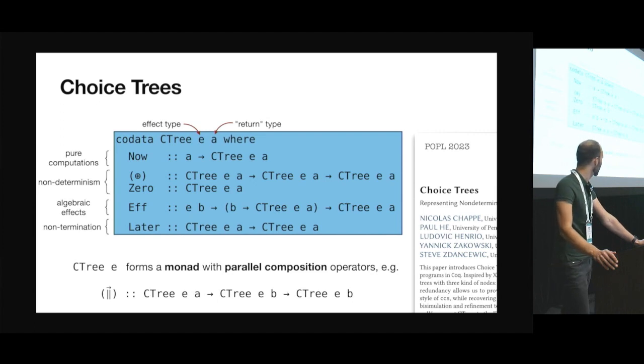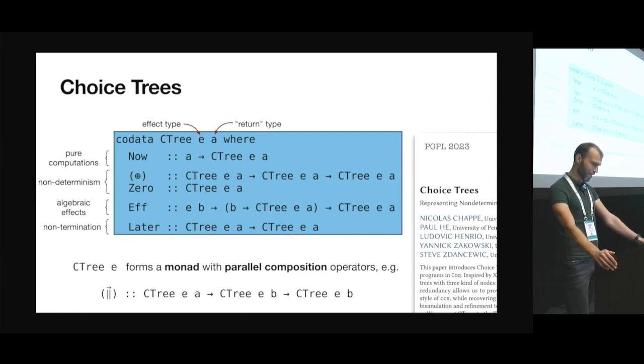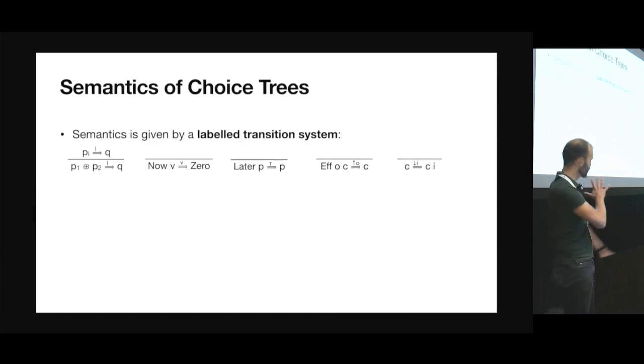We can also express parallel composition operators for this structure. And here I just mention one of these parallel composition operators, this right-biased parallel composition, which takes two computations, this one and this one, but it only returns the result of the second one. It just throws away the result of the first computation. It only executes it for its effect. And so this will be sufficient for our purposes here. All right, so this was the syntax of choice trees. Now to the semantics of choice trees.